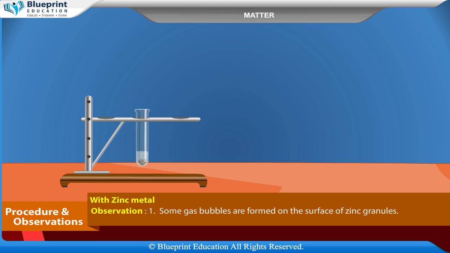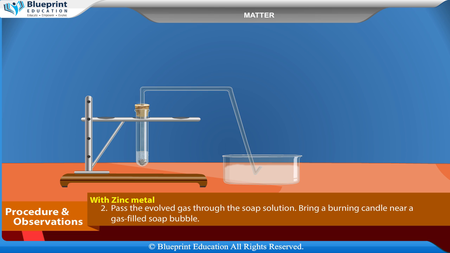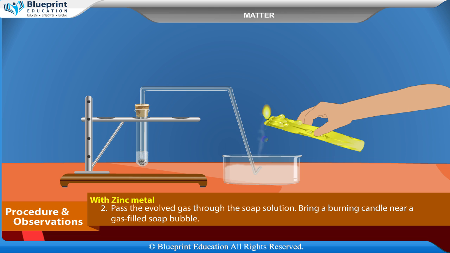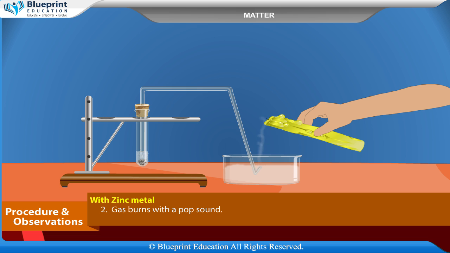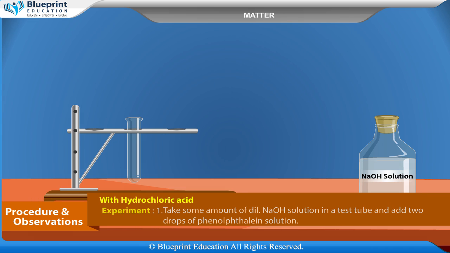Observation: some gas bubbles are formed on the surface of zinc granules. Inference: zinc reacts with the NaOH and produces gas. Pass the evolved gas through the soap solution. Bring a burning candle near a gas-filled soap bubble. Gas burns with a pop sound. Gas produced is hydrogen. With hydrochloric acid.